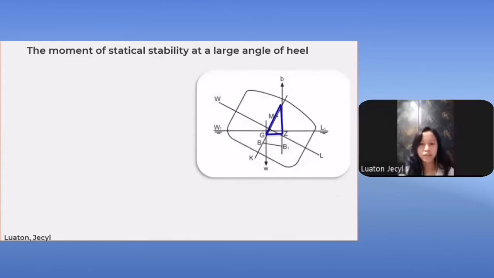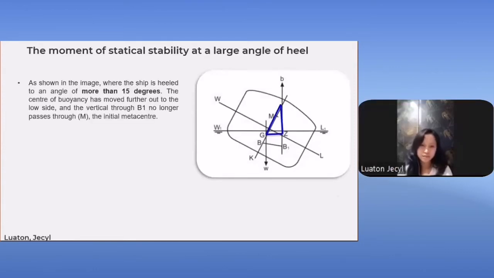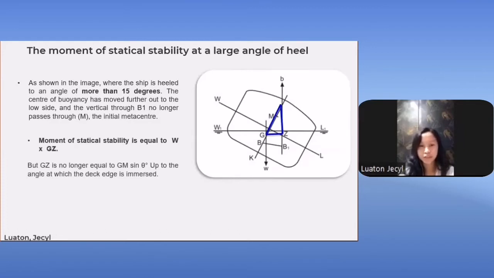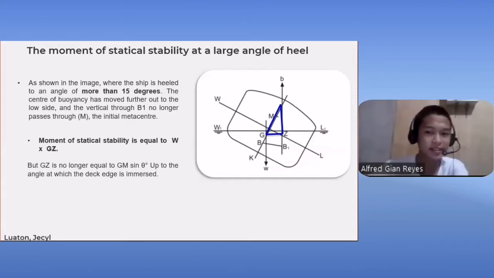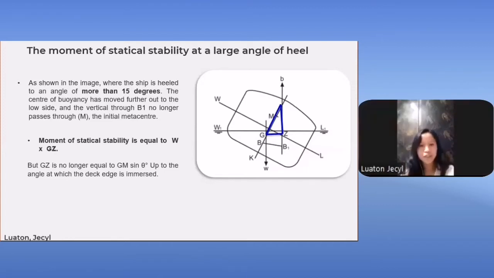The moment of statical stability at a large angle of heel. As shown in the image, where the ship is heeled to an angle of more than 15 degrees, the center of buoyancy has moved farther out to the low side, and the vertical through B1 no longer passes through the initial metacenter. So the moment of statical stability is equal to W, the displacement, times GZ, which is the righting lever. But GZ is no longer equal to GM sine angle of heel, up to the angle at which the deck edge is immersed.